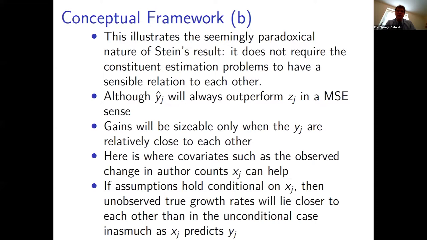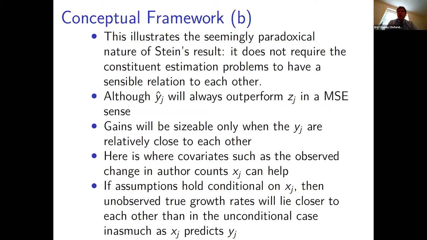And so this result is interesting, and here is how it can be used in this example, and what I'm talking about today. People noticed this and were shocked by this result: the fact that these shrinkage estimators will always outperform the individual estimates in a mean squared error sense. But the gains are only going to be sizable when the underlying problems are relatively close to each other, which I think makes more intuitive sense.